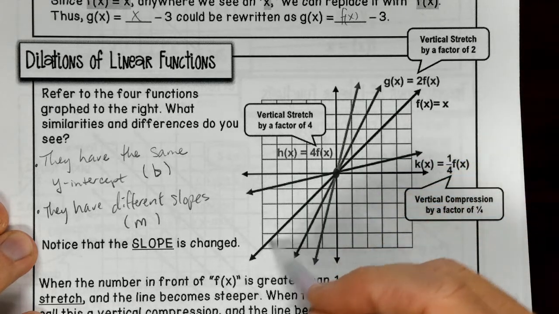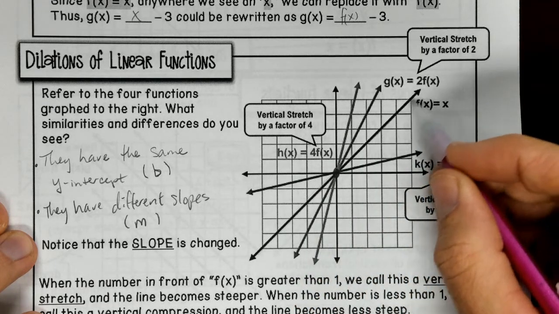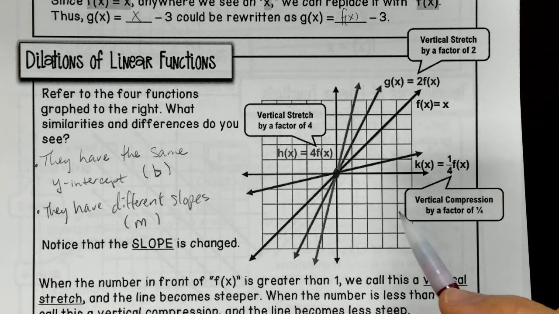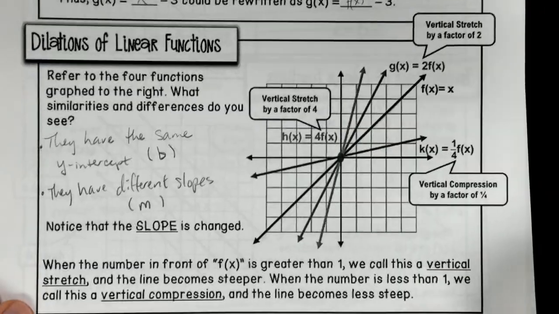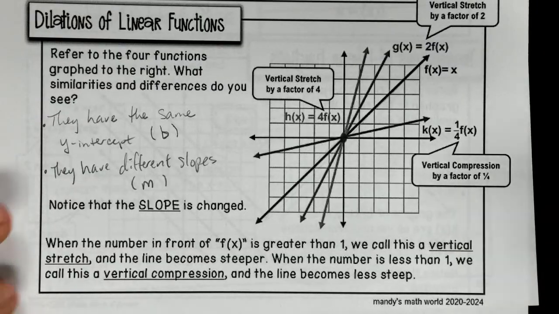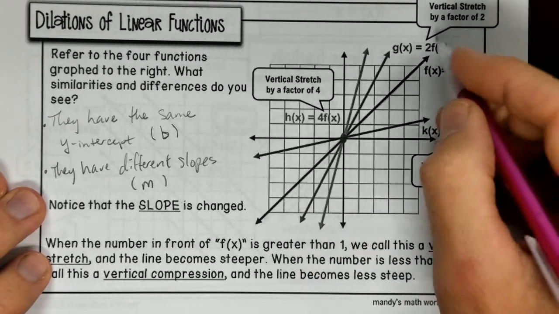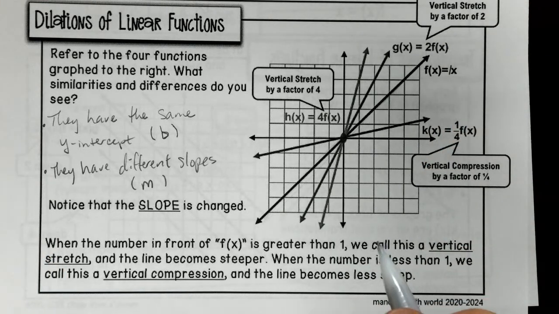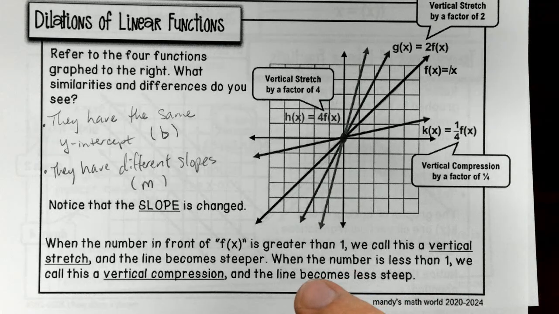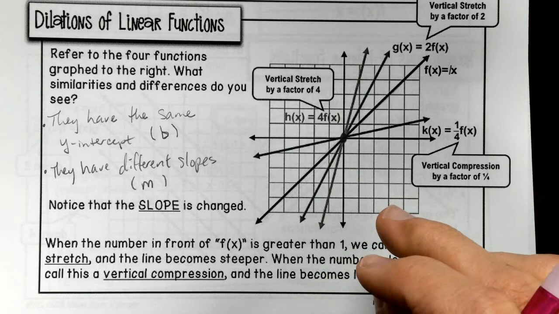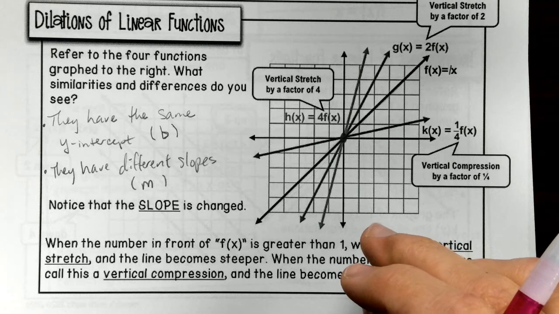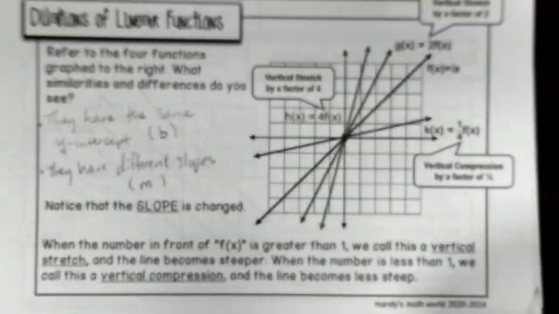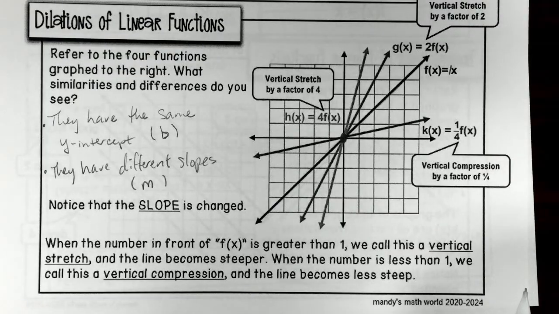We have 2 dilations. We either have a vertical stretch or a vertical compression. And what you're going to look at is the number for the slope. Again, my parent function has a slope of 1, so we're going off of 1. If the number is greater than 1, then it is a vertical stretch. Okay, let me say that again. If the number is greater than 1, it's a vertical stretch.